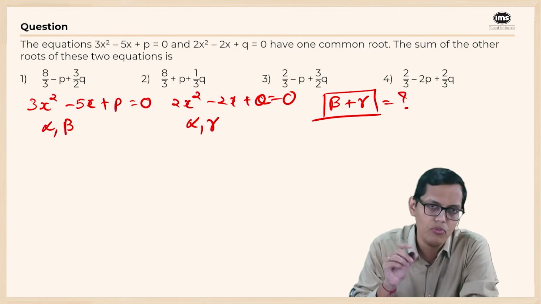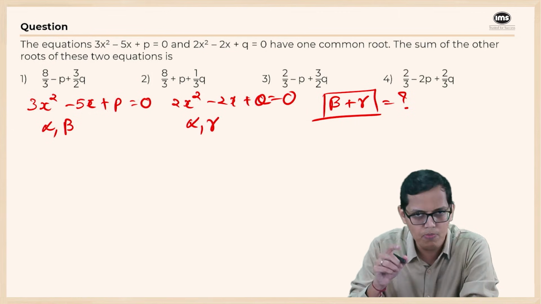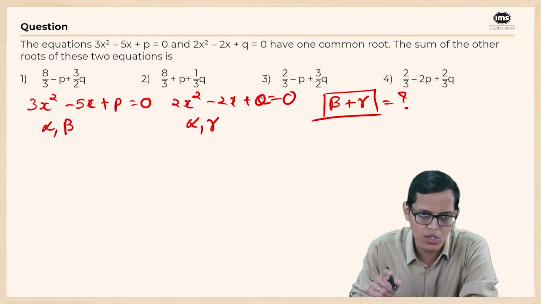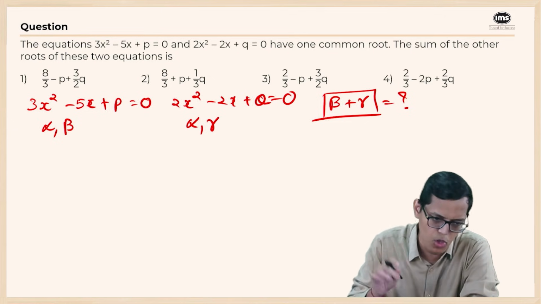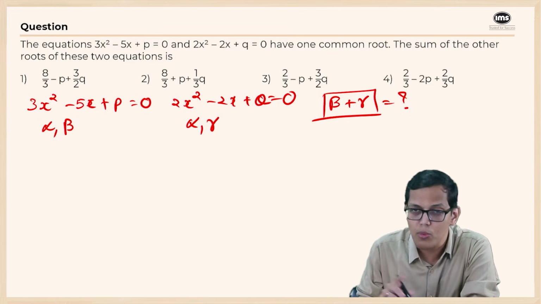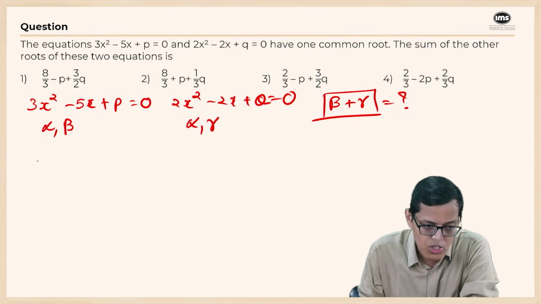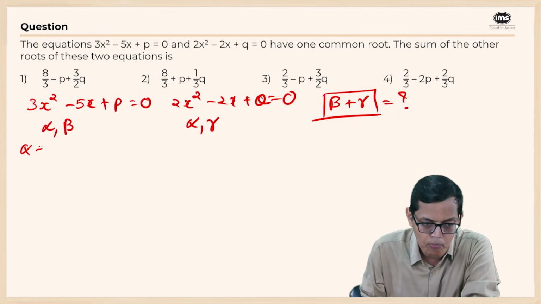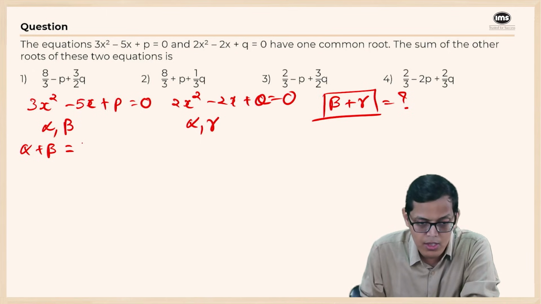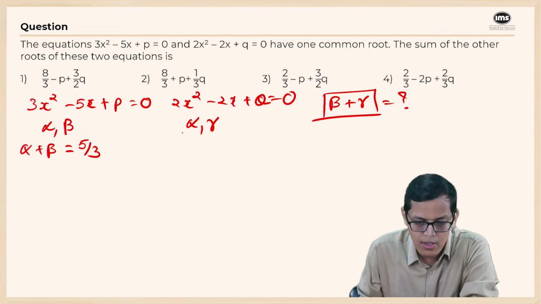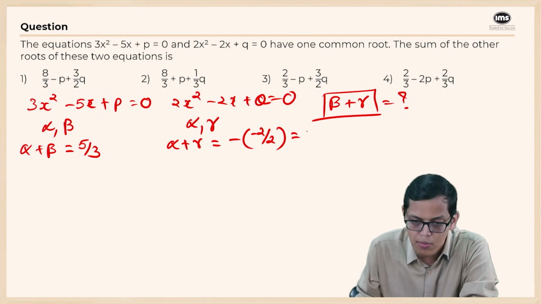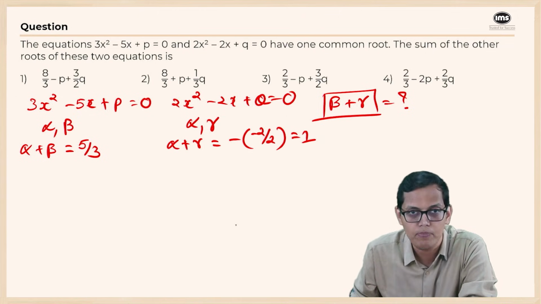Let's use summation of roots as the next step, because beta and gamma are roots and they want us to find the summation of some of the roots, if not all. The summation of roots of a quadratic equation is −b/a. In the first equation, alpha plus beta should be 5/3. Similarly, alpha plus gamma should be −(−2)/2, producing a positive 1.